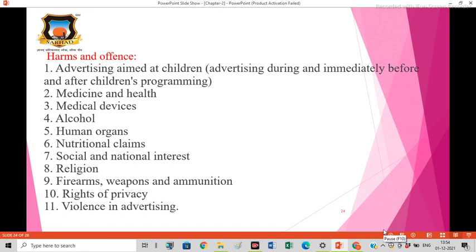The ninth one is firearms, weapons and ammunition. Sales and purchase of such items require a license from government authorities. Therefore, advertisements related to such products are not permissible in India under the Arms Act 1959.